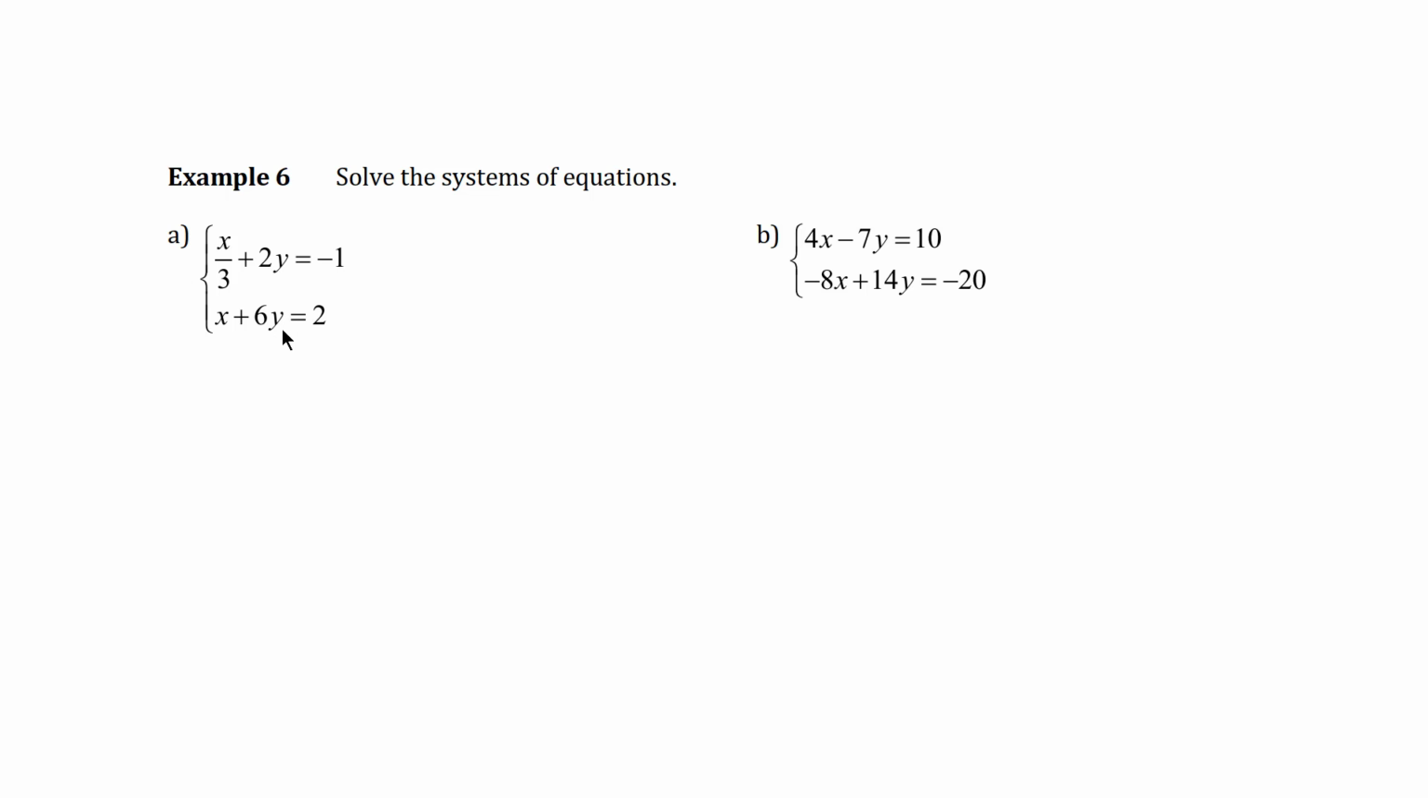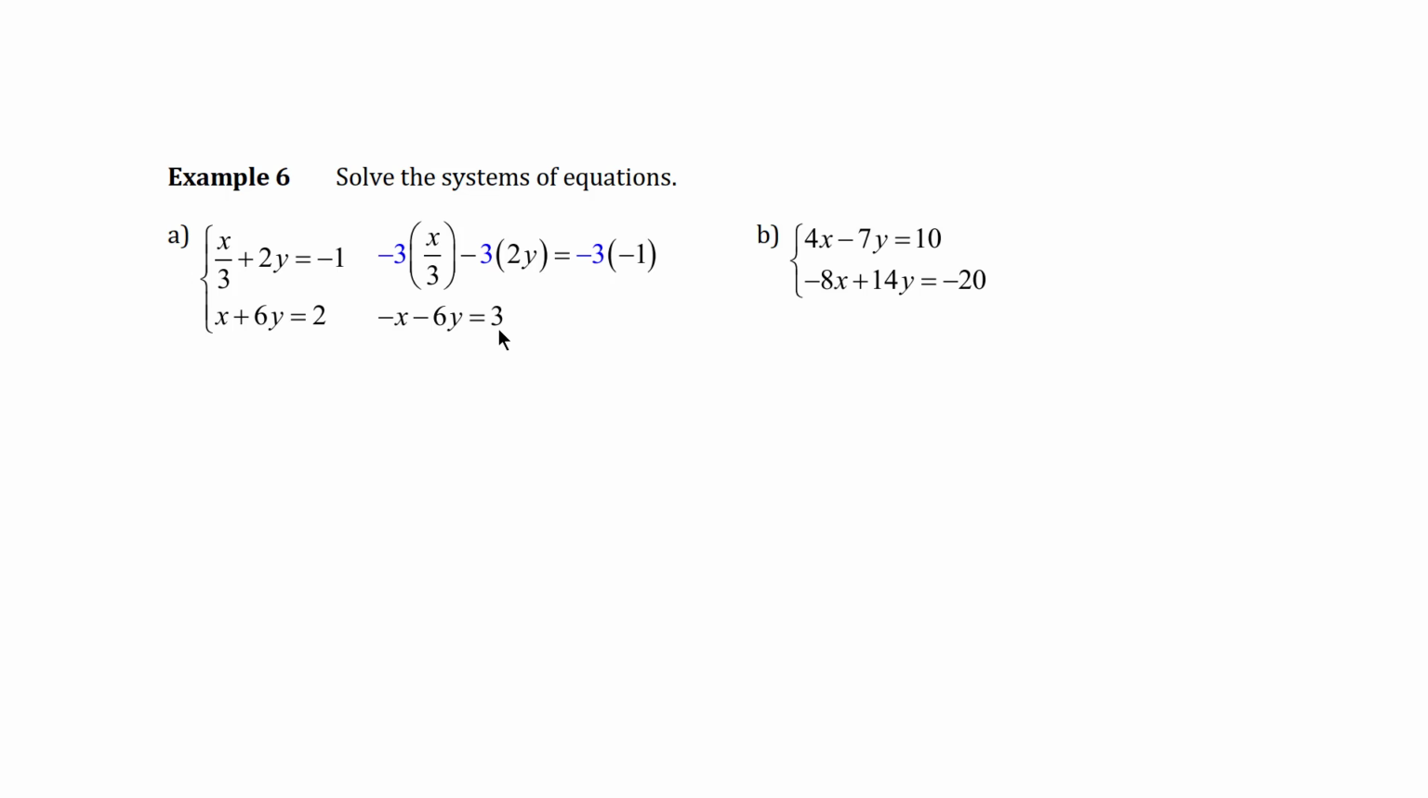The coefficients in front of the y variables are 2 and 6. The LCM, or least common multiple, between 2 and 6 is 6. So all I need to do here is change the 2y in the top equation to negative 6y. To do this, we multiply the top equation by negative 3. So we get negative 3 times x over 3 minus 3 times 2y equals negative 3 times negative 1. After doing the multiplication, the result is negative x minus 6y equals 3.